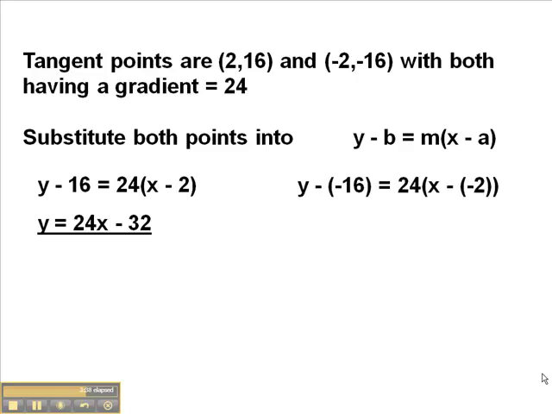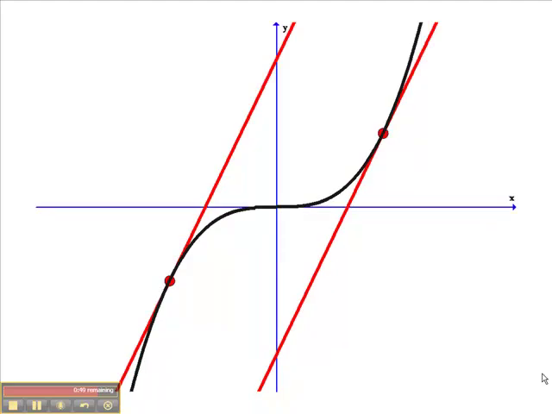Now considering (negative 2, negative 16), putting that into y minus b equals m times x minus a, being careful with the negatives and rearranging would give me y equals 24x plus 32. So that's the equation of the second tangent line for the tangent point (negative 2, negative 16). As a picture, we have found both equations of both tangent lines shown.